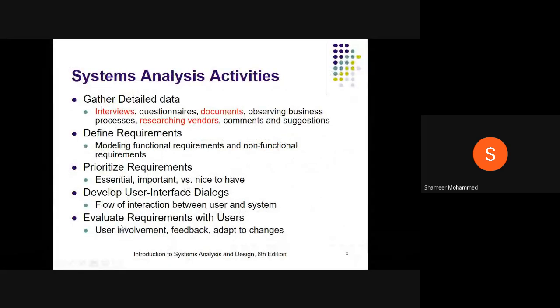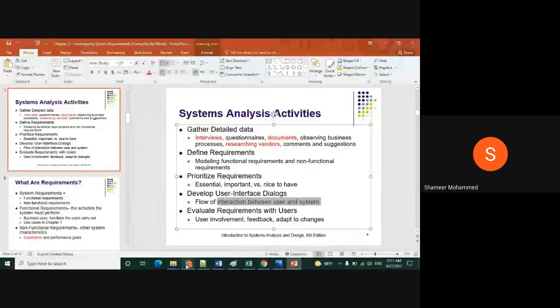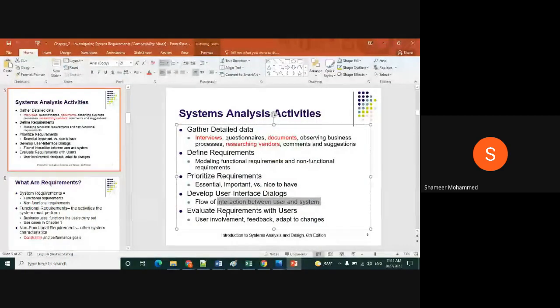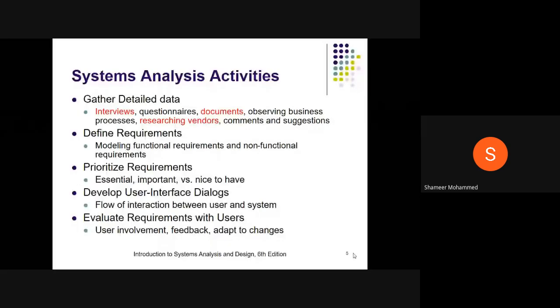Then evaluate the requirements with the user. So user involvement is necessary. Suppose you are entering a supplier name here. How much should be the length of the supplier name? Whether it should be 100 characters or 1000 characters, how much? That requirement you need to get from the user, means customer. You are the analyst, you are the developer, so you have to sit with that person and get the data. Understand?